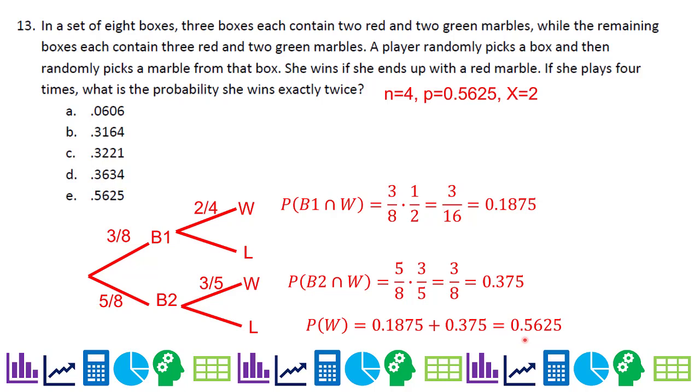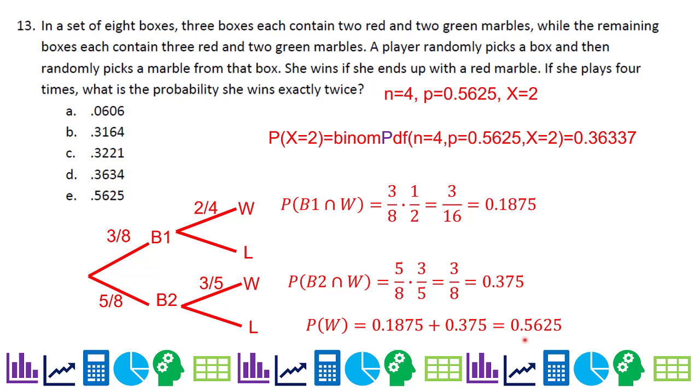But we're going to try 4 times, so n is 4. P is 0.5625. And we want to know the probability we win exactly twice. So you could put this in the Statplet, but let's go ahead and get you guys used to the calculator. So it's going to be binompdf. Why is it PDF? Because X is exactly 2.